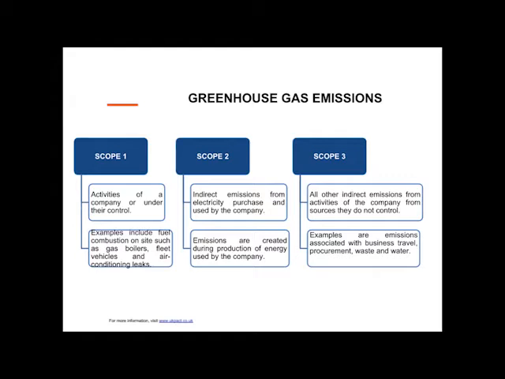For more service organizations in the financial sector, it's often more related to your business travel, procurement, waste, water, etc. But increasingly, understanding all of those indirect connections is going to be really, really critical from a portfolio perspective in particular.